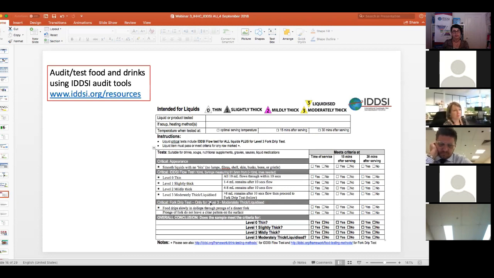The fork test is used for level 3 only, and the critical element is that it drips slowly and dollops through the prongs of a dinner fork. It's a nice to have but not a need to have for the fork to leave clear patterns on the surface of the liquid.